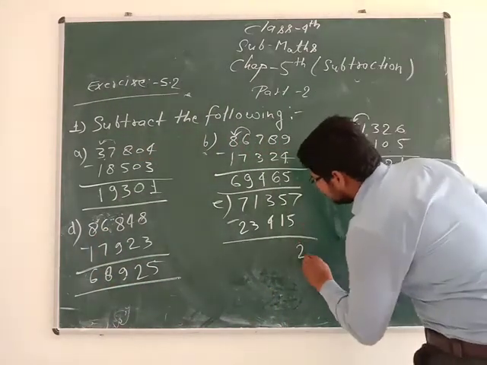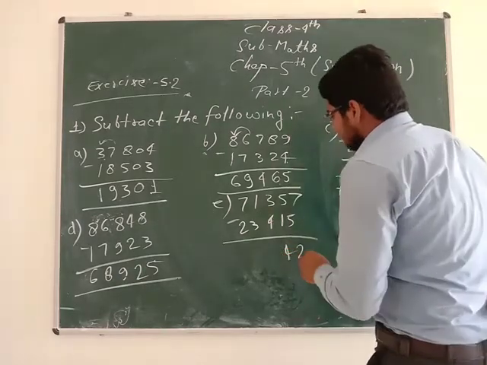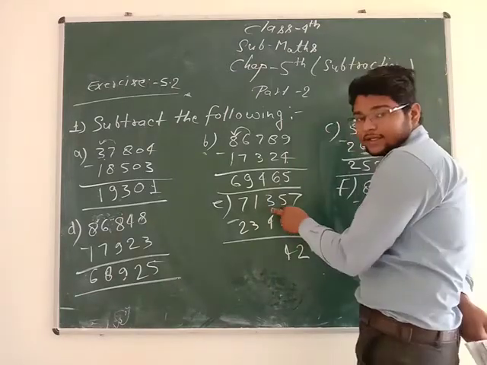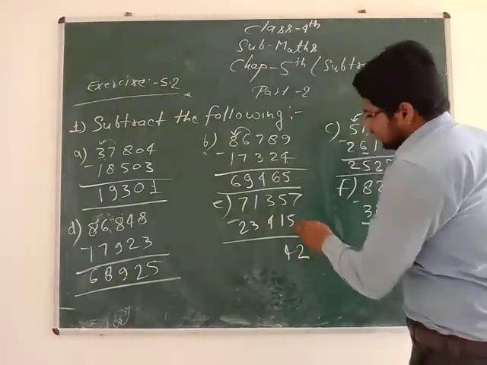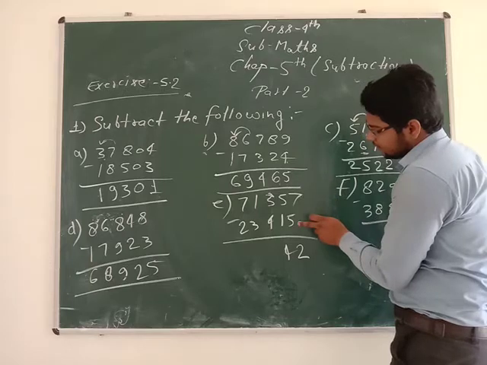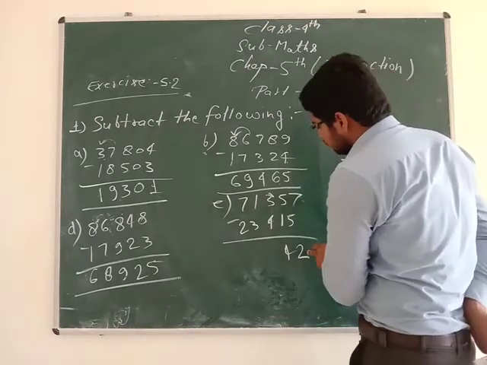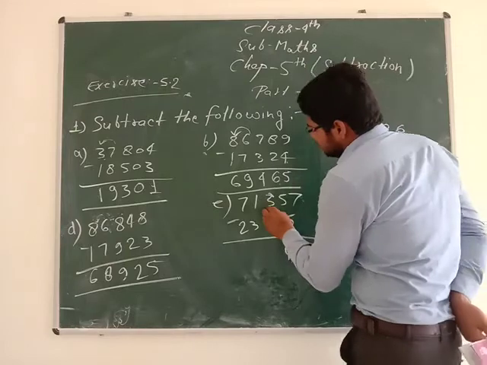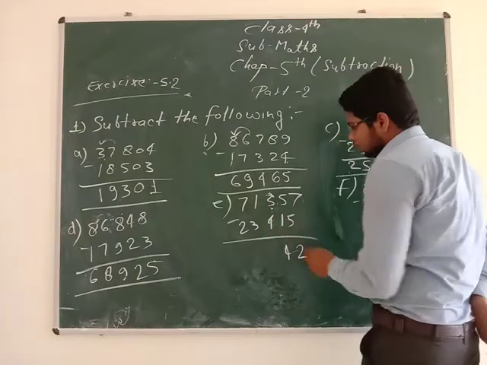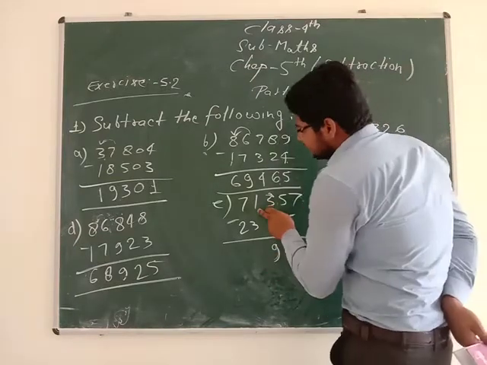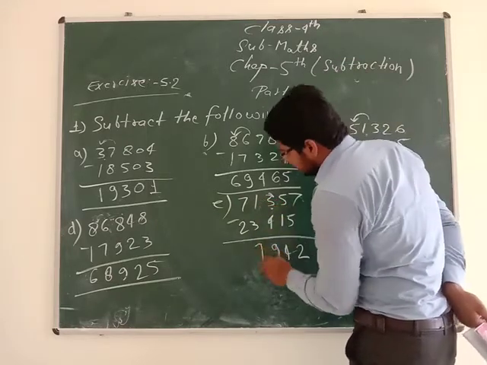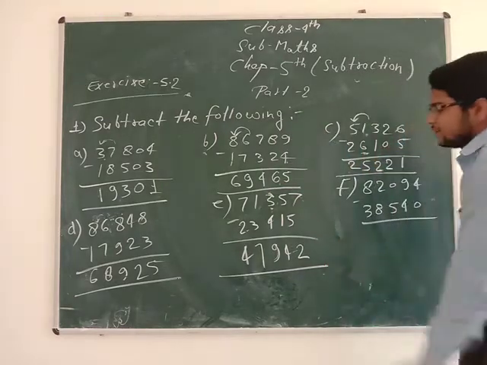7 minus 5, 2. 5 minus 1, 4. It is now 3. 3 can't be subtracted by 4, so we got borrow, and 13 minus 4 is 9, and it is now 0, so we will take borrow again. 0 plus 10 is equal to 10, 10 minus 3 is 7, and 6 minus 2 is 4. So it is the correct answer.